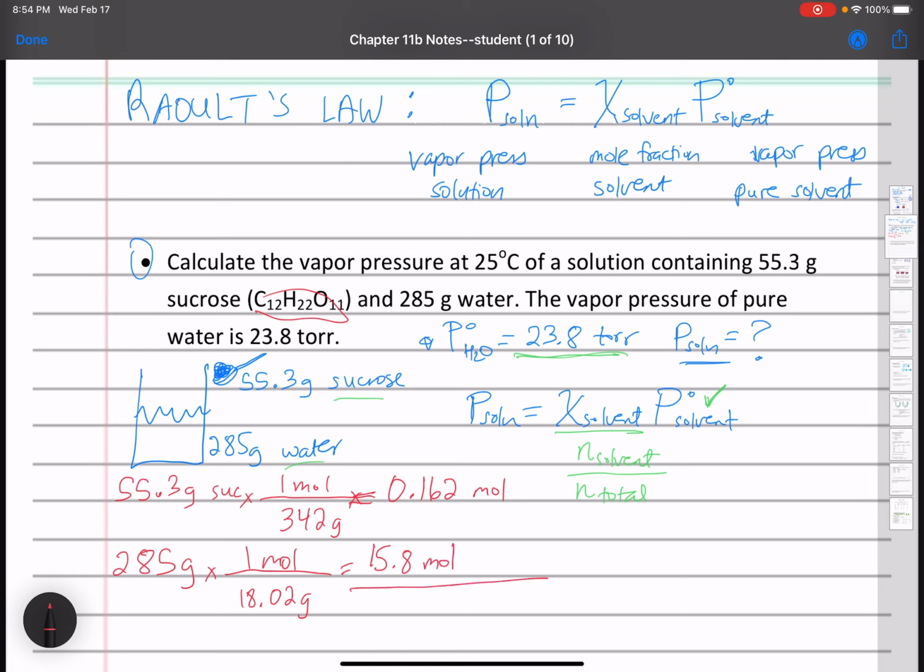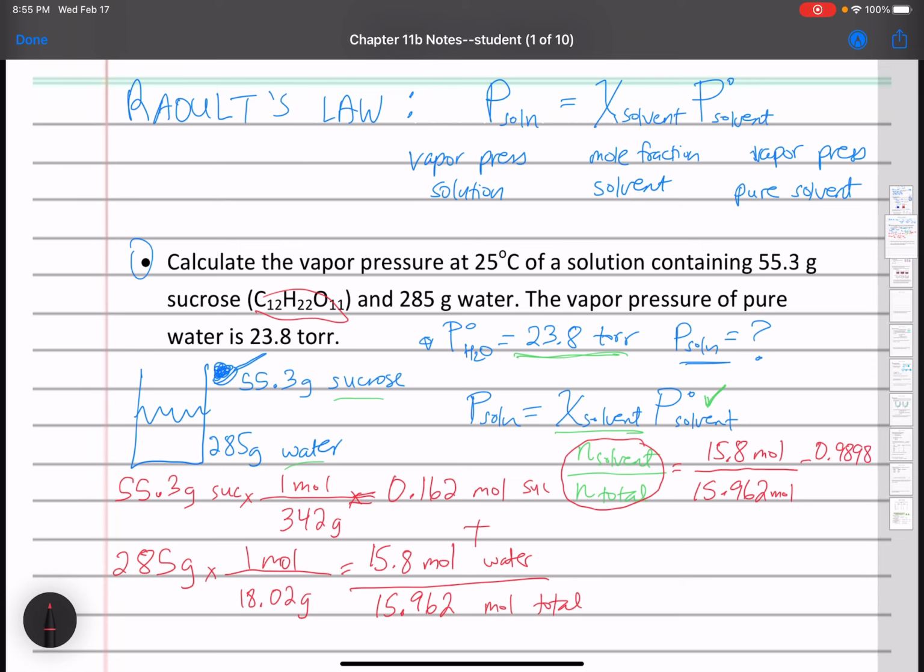So now I can add these two together to get my total moles. This is of water, and this is of sucrose. So my total moles, when added together, comes out to be 15.962, and that's extra sig figs, but that's okay for now, we're not done yet. So now I can use these numbers to find my mole fraction. The moles of the solvent is 15.8 moles of water, that's our solvent, over the total moles, 15.962. So our mole fraction, which has no units, is 0.9898. That's what I got.